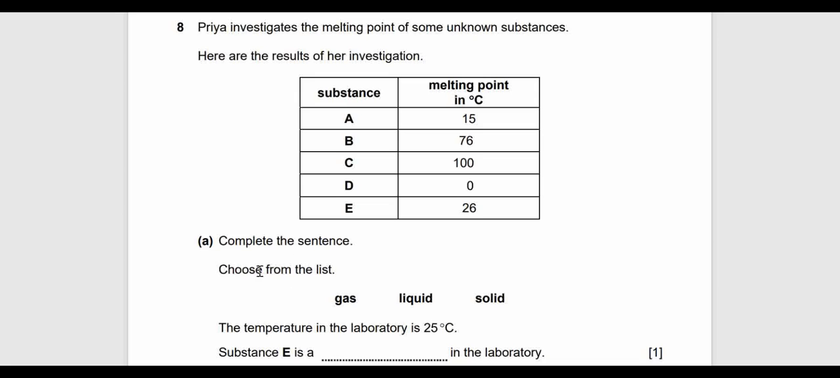Complete the sentence. Choose from the list: gas, liquid, solid. The temperature in the laboratory is 25 degrees Celsius. Substance E is a something in the laboratory. You're given 10 seconds.